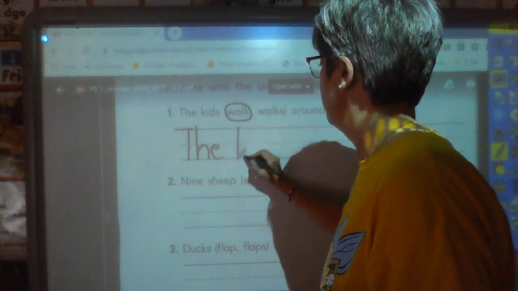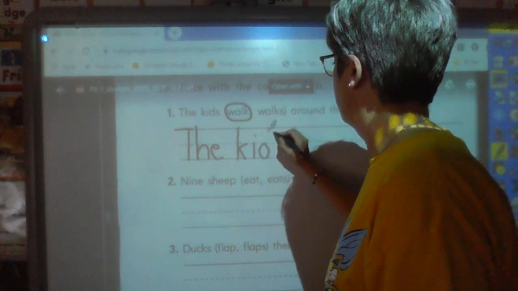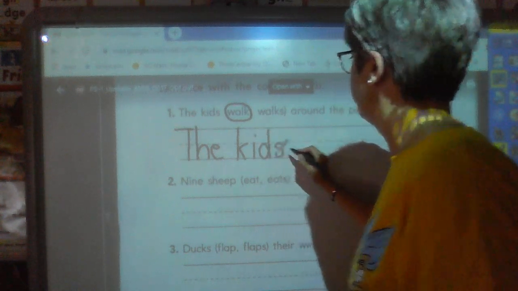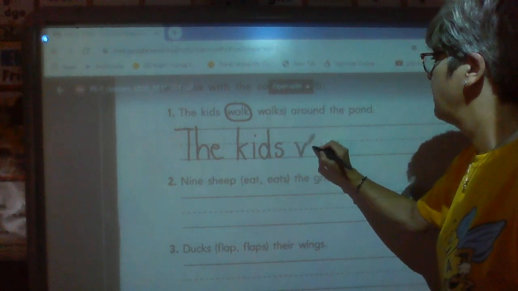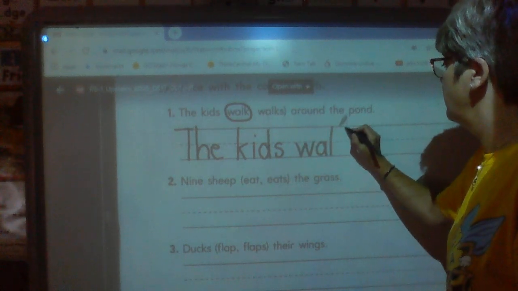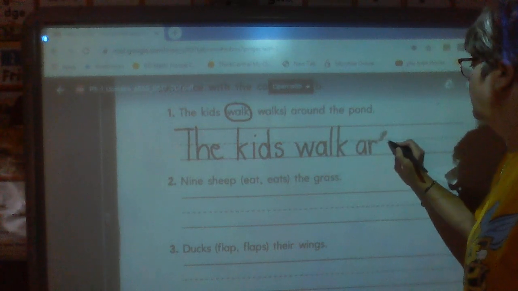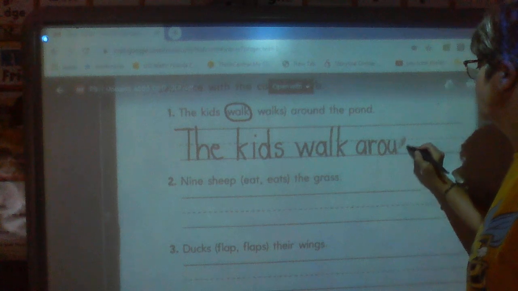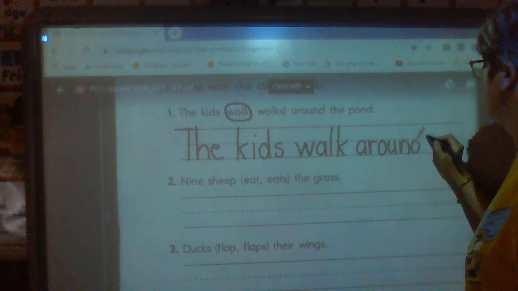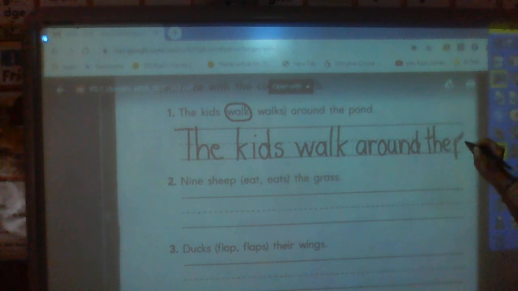The kids walk around the pond. I think I can squeeze it in there.